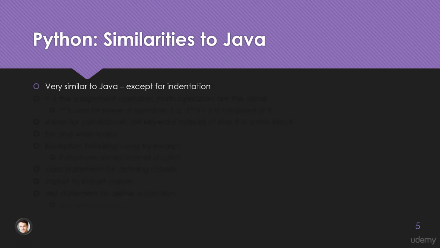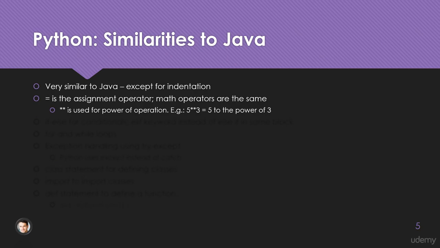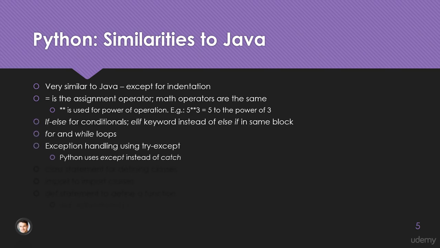So Python is similar in some ways to Java. It's similar except for the indentation. Instead of curly brackets, you have to use space in Python to differentiate code blocks. Equal is the assignment operator. Math operators are the same. There's a power operator, if else for conditionals. There are for and while loops.